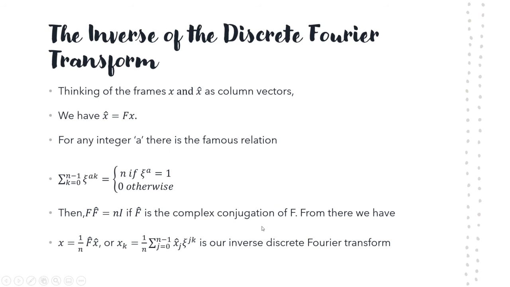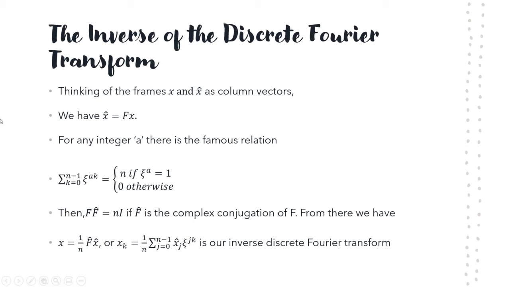Now we are going to talk about the inverse of the discrete Fourier transform. This is one of the steps that will be performed in our conversion program. Since we're going to apply the inverse discrete Fourier transform, we need to go over it and see what it is exactly. If we think of the incoming frame, the signal that we receive, as column vectors, in the output, x and x hat, we consider them as column vectors.